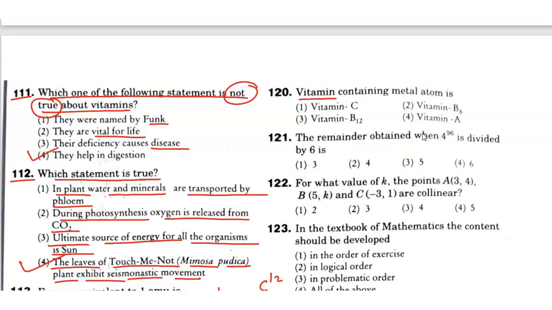Next, which vitamin contains a metal atom: vitamin C, vitamin B6, vitamin B12, or vitamin A? So the correct answer is vitamin B12. Vitamin B12 is the only metal-containing vitamin. It is also a water-soluble vitamin that is stored in the liver and must come from the diet. So option 3 is correct. Thank you.